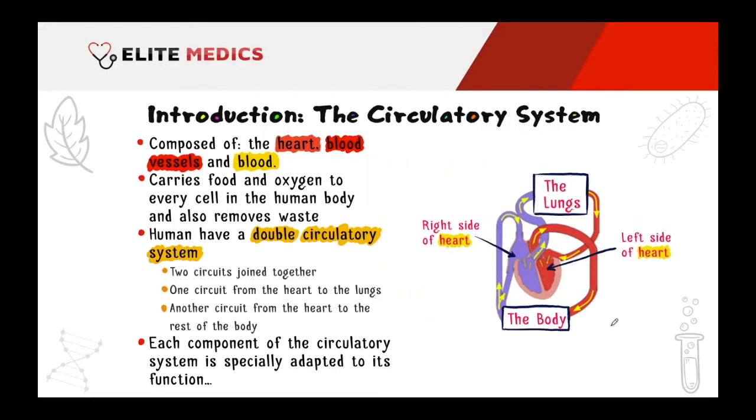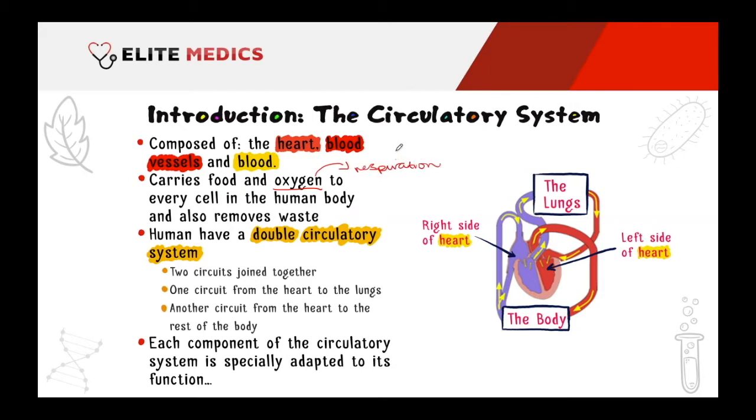So our circulatory system is composed of our heart, our blood vessels, and blood. I'm sure most of you know that already. The whole point of our circulatory system is to deliver food and oxygen to the different parts of the body. Why do we need oxygen? Well, our cells need that for respiration.